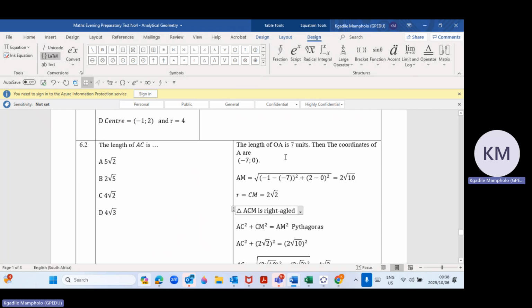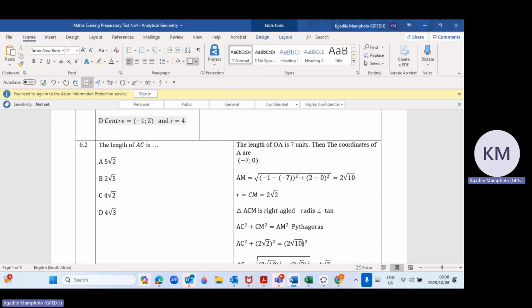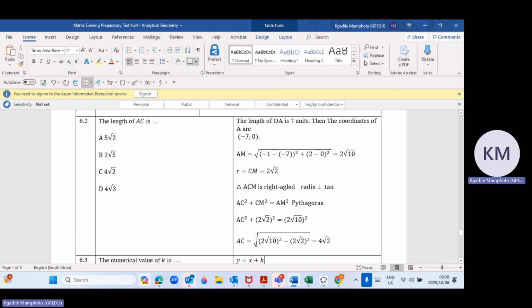It's right angled. And then your reason will say radius perpendicular to tangent. You have to mark it because it was not given. So then you use Pythagoras. Then from there, when you substitute, you get the answer as 4 root 2. It means the answer will be C in this case.